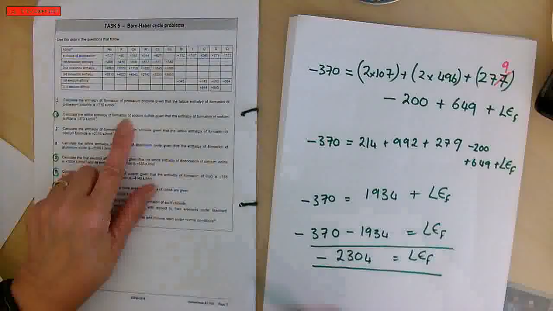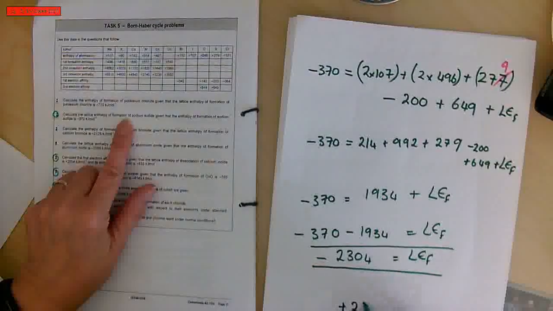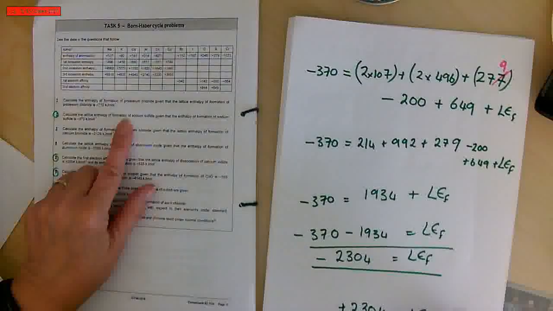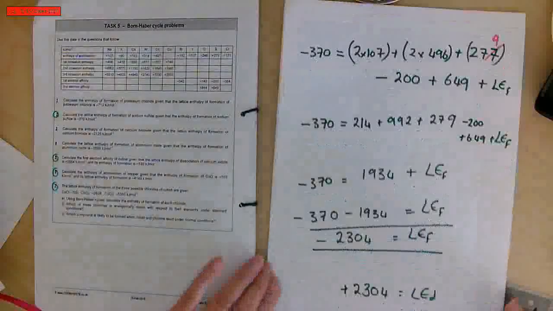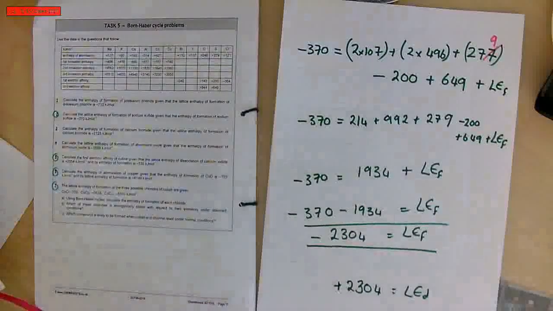Okay, if it had asked for lattice enthalpy of dissociation, then this would have been the exact opposite, so it would have been 2304 is the lattice enthalpy of dissociation. So I would have taken the lattice and I would have created the gaseous ions from that. So I hope that helps you with that one.